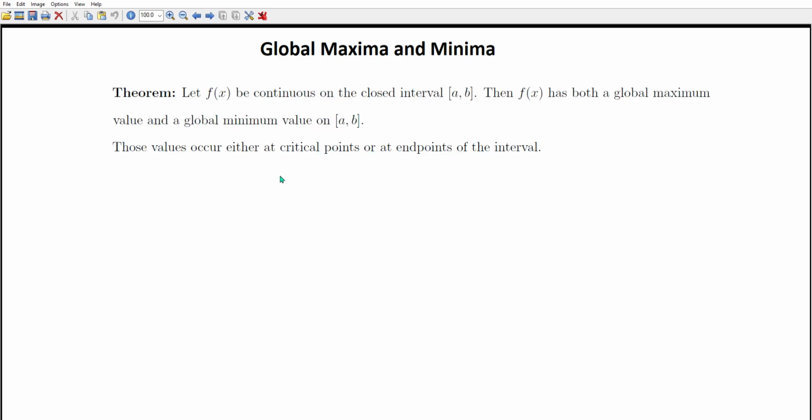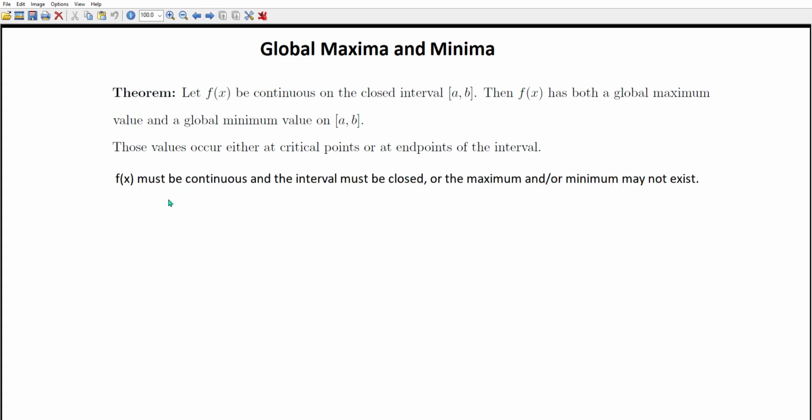Let's take a little more careful look at the theorem, which says if f of x is continuous on the closed interval [a, b], then f of x has both a global maximum value and a global minimum value, and it tells us where to find them. What's important is f of x must be continuous and the interval must be closed, or the maximum or the minimum may not exist. So if we're going to use this theorem, these two things have to be true. Now, it may turn out, even if they're not true, there is a maximum and a minimum, it's just not guaranteed. So let's take a look and see why we need these things.